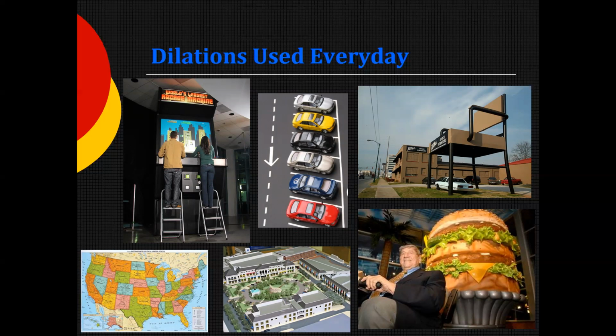We take maps and we reduce them in size for practicality. We can't use a map unless we can see the whole thing, so it's been reduced in size. The bottom middle, we have a model of a new building. Those are reduced in size for being able to see the overview of a building for some models. And then the last one, we have a large burger. It's been enlarged in size for fun, for photo opportunities, or to promote a business.